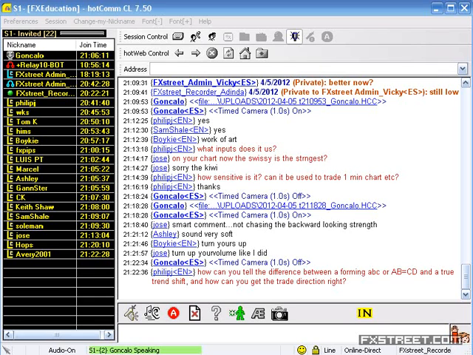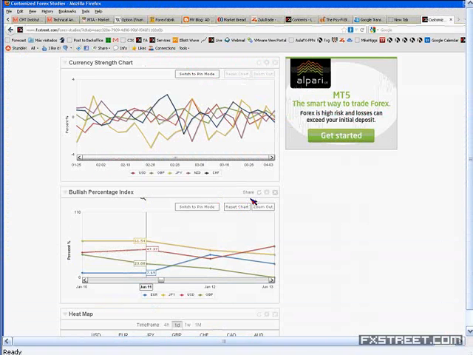The other one, let me check back to the tools that we have here on the Forex studies. The next one we have is a bullish percentage index, which is this one.